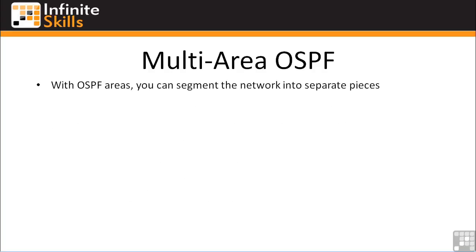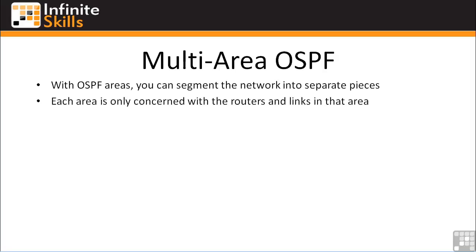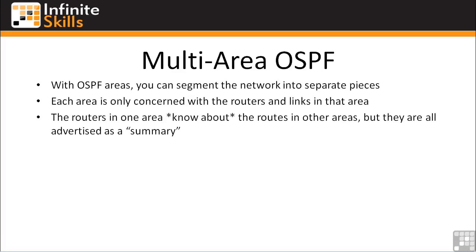With OSPF areas, you can segment the network into separate pieces. Each area is only concerned with the routers and links in that area. The routers in one area know about all the routes in the other areas, but they're all advertised as a summary from what's called the area border router. So you still have that full convergence, but a router losing a route or losing a network cable in Argentina won't affect routers in London, to use a global example. This prevents the SPF algorithm from running on every device every time something happens on the network.